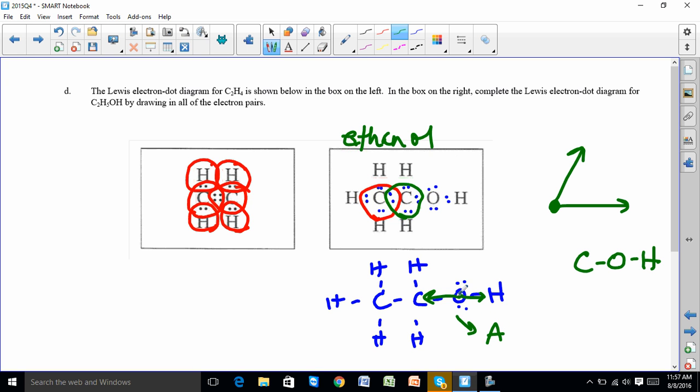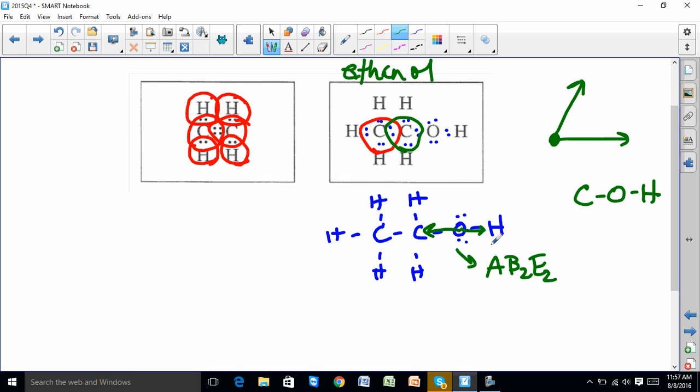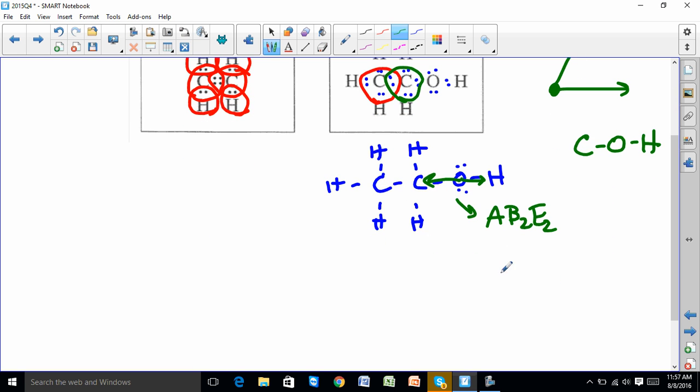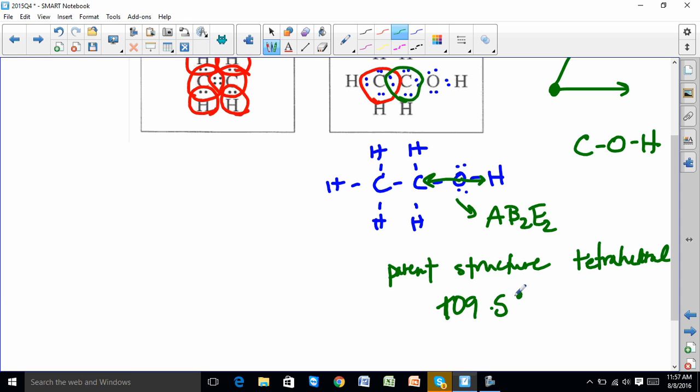This is an AB2E2. The oxygen is hooked to carbon and hydrogen, so two different atoms, and then it has two unshared pairs. And in AB2E2, the parent structure, or the electron domain, they may call it in college, is tetrahedral, because 2 plus 2 is 4. And the tetrahedral angle is 109.5 degrees.